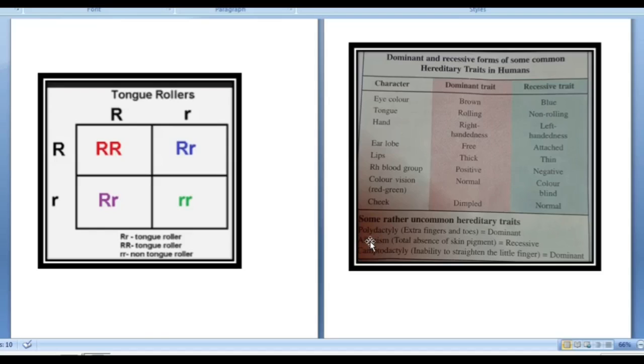You must have observed we have 5 fingers, pentadactyl, but polydactyly is seen in certain cases, that is, extra fingers and toes are present in the body. That is a dominant trait. Albinism, absence of skin pigment, melanin, this is a recessive trait. Camptodactyly, inability to straighten the little finger, this is a dominant trait.